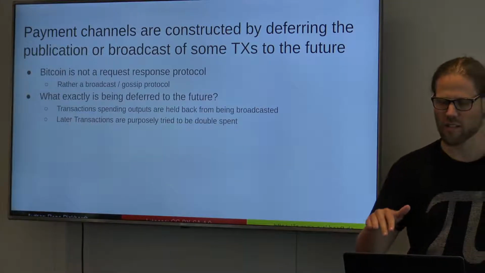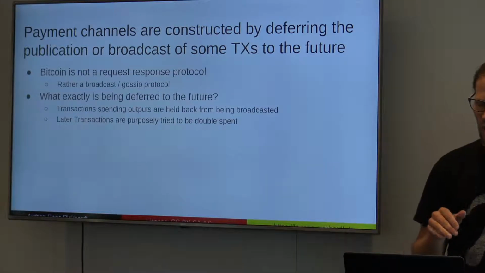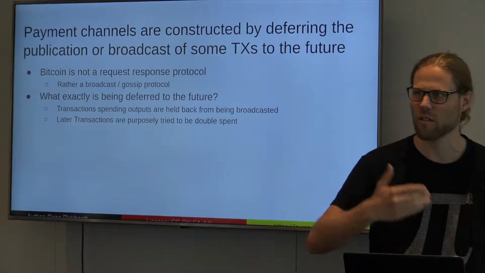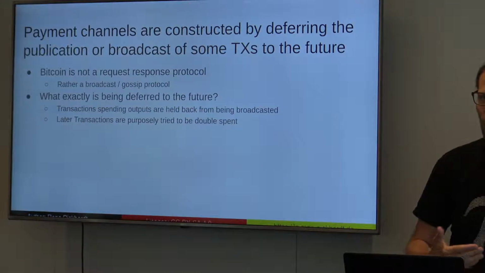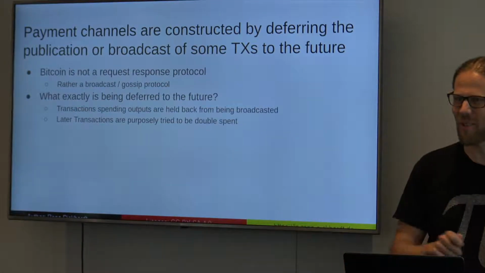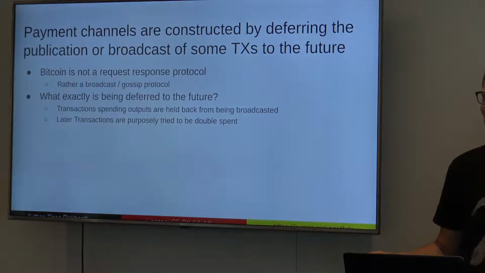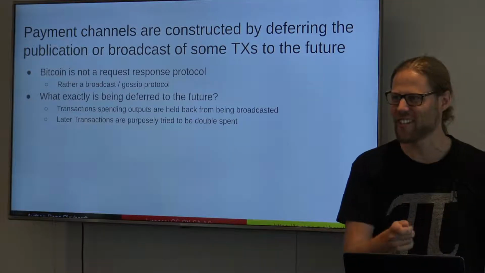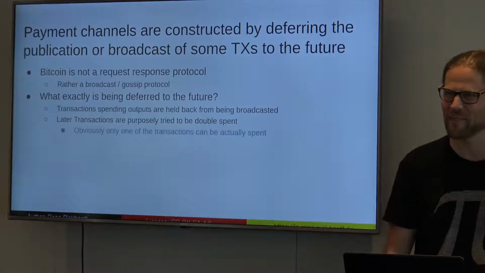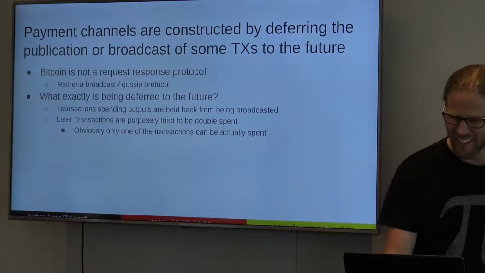So later transactions are purposely double spent, right? In Lightning, we're double spending transactions all the time. This is really what's happening. The bad word, right? We made Bitcoin in order to solve the double spending problem. And now we're trying not to use the blockchain, or at least use it as little as possible, and we're double spending all the time. It's a little bit hilarious, but this is apparently how it works.